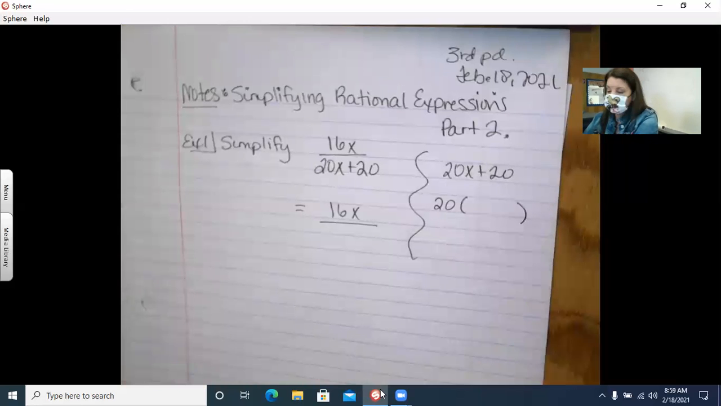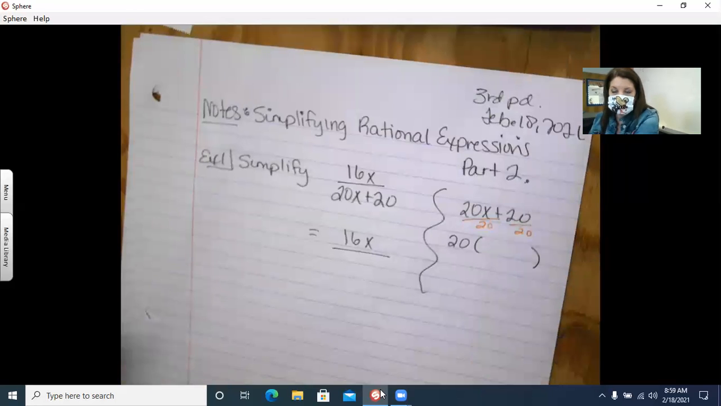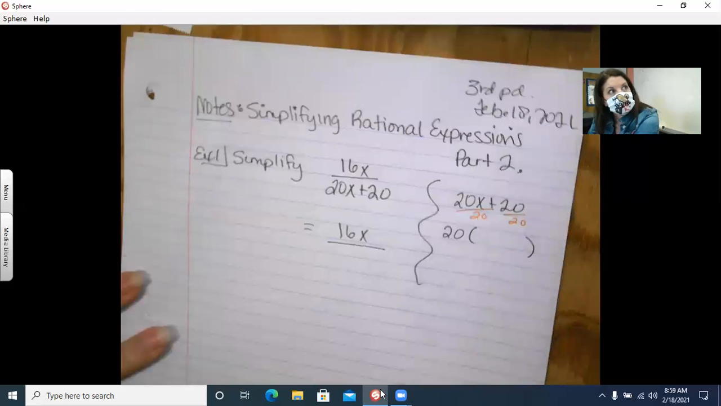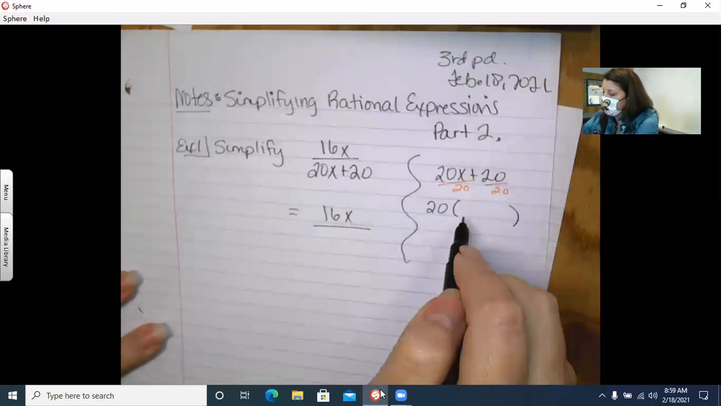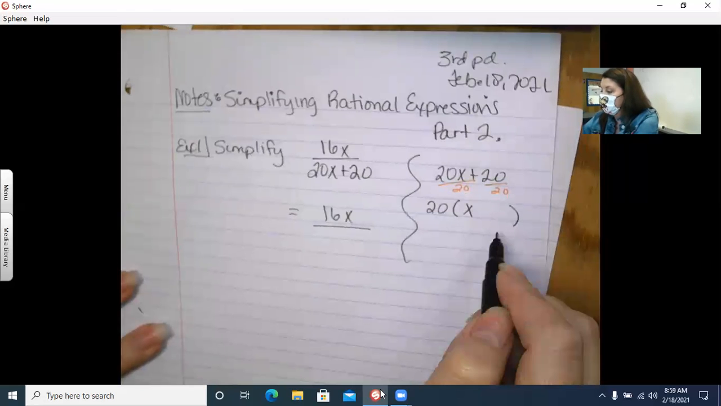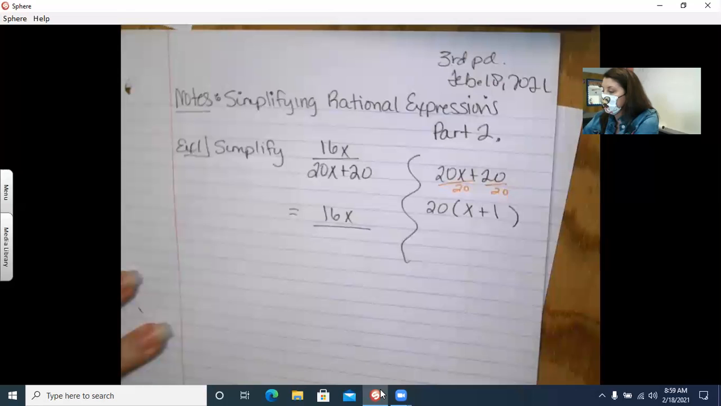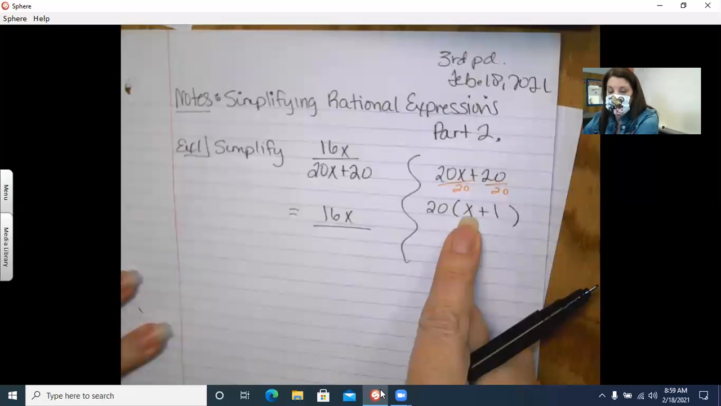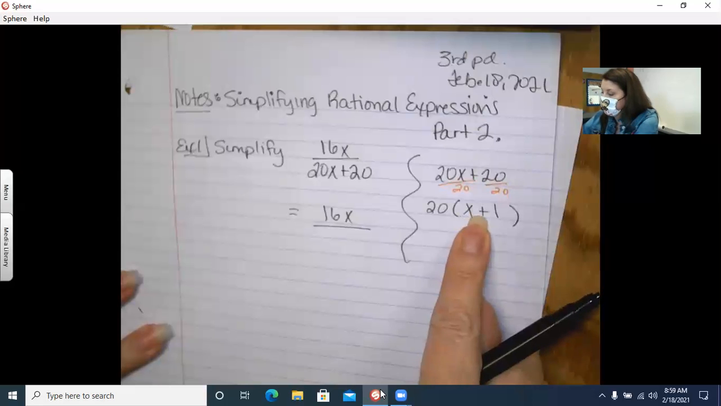And remember, to figure out what's left, I'm going to divide each of the terms by whatever I factored out, in this case 20. So what is 20x divided by 20? 1x or just x. What's 20 divided by 20? 1. Is it positive or negative? Positive. What's inside parentheses is linear. Again, the only way to factor a linear expression is if it has a greatest common factor. It doesn't, so we can't factor any further.